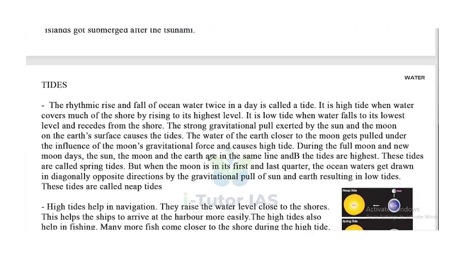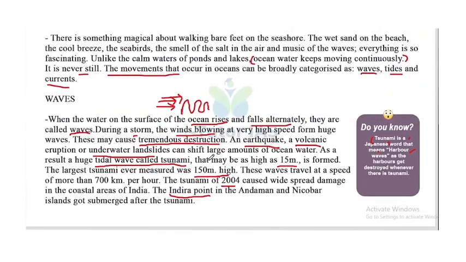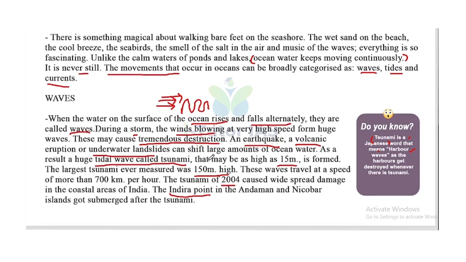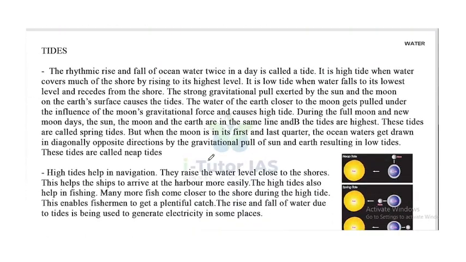Now, first we discussed waves. There are three types of ocean movements. First one is waves. Second one is tide. Look at this, tides. The rhythmic rise and fall of ocean water twice in a day. So the rhythmic rise and fall of the ocean water twice in a day is called tide.